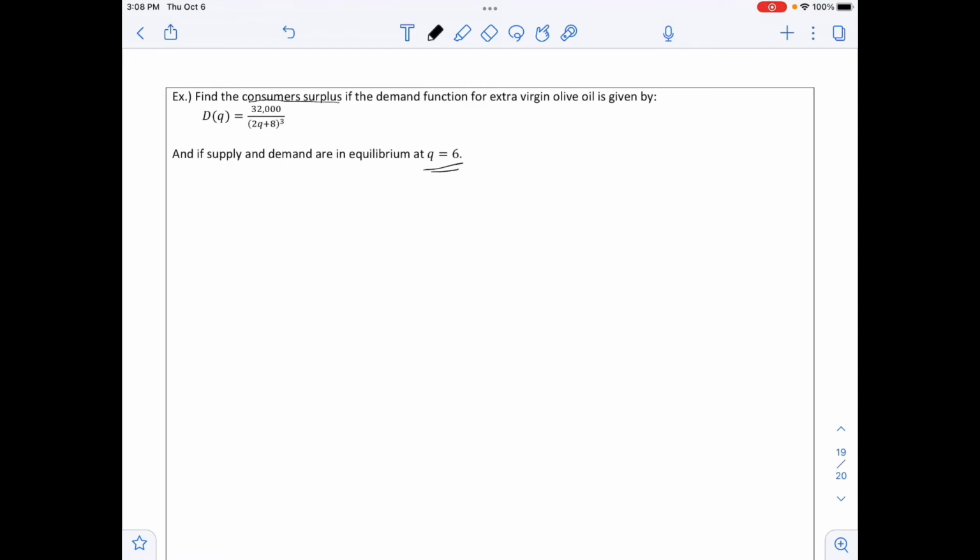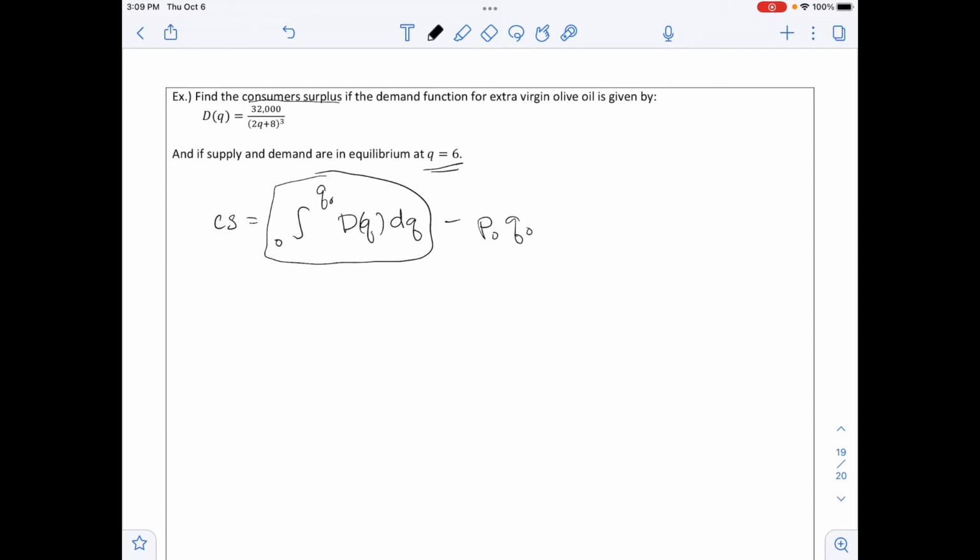So at Q equals 6, we're asked to find the consumer's surplus. The first thing we're going to do is write down our consumer's surplus function, and that is equal to the integral from 0 to Q naught of D of Q dQ minus P naught times Q naught. First thing to note here, though, is that we are integrating only this part. P naught and Q naught are just going to be values that we have.